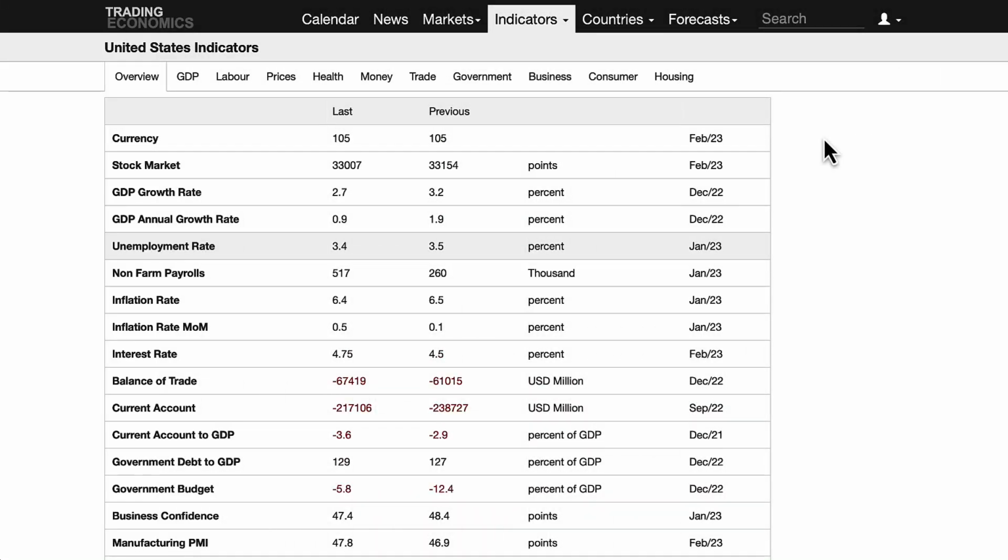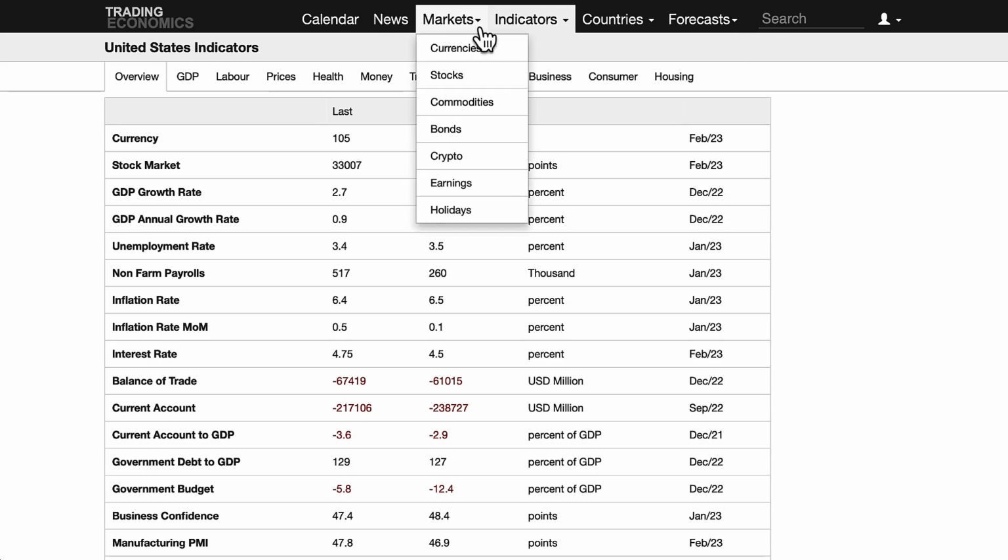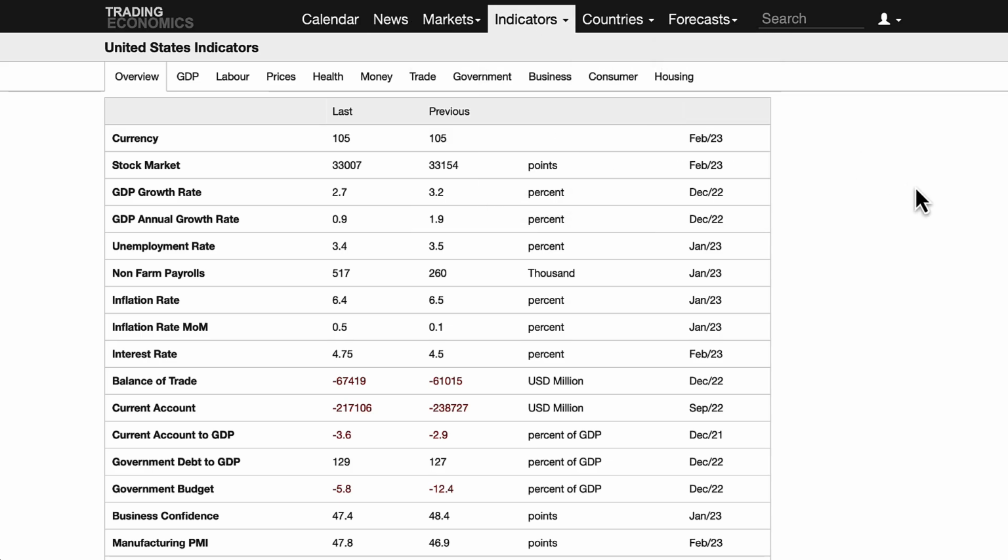There's a great website called tradingeconomics.com. You can look through different things at a glance, and you can look at countries, which we're going to do now, or you can look at different markets and forecasts and so on. Let's just have a look at the countries, and we're going to focus on some of these numbers.